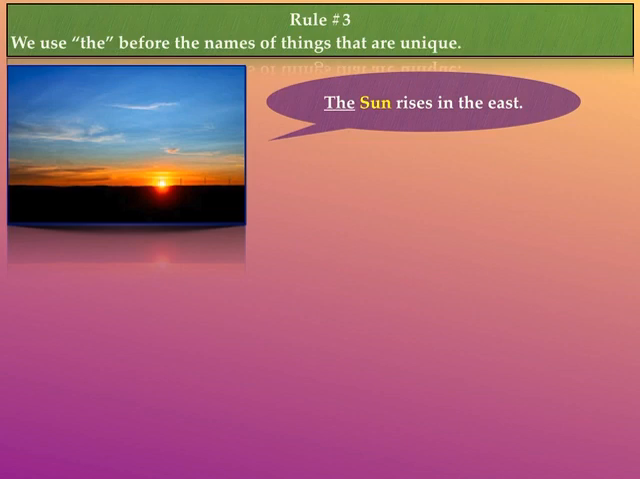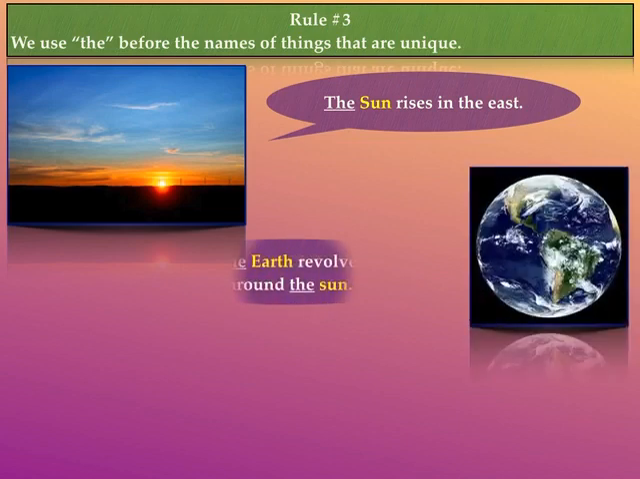Let's see one more example. Here you can see the image of the earth. The earth revolves around the sun. You can see that we have used the article the along with the earth and the sun because they both are unique.